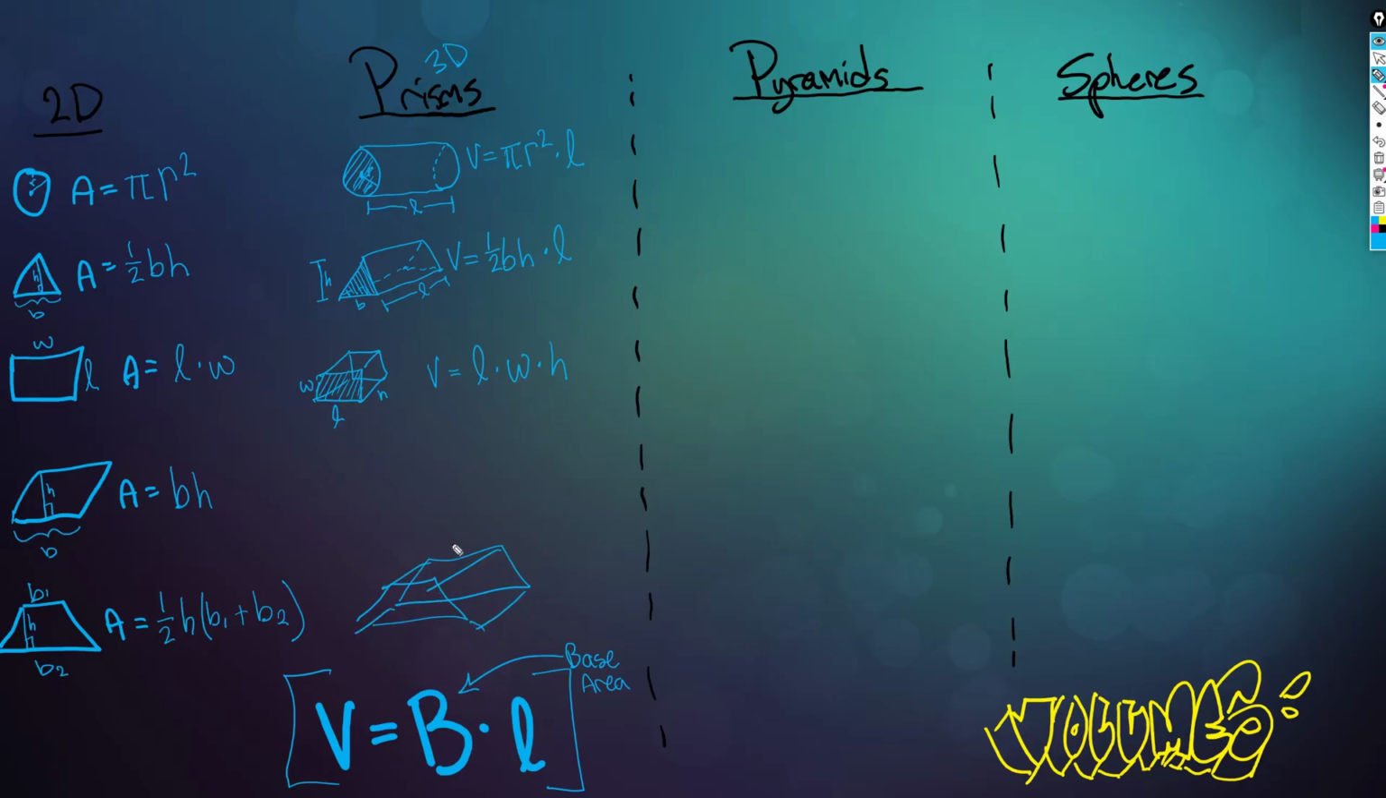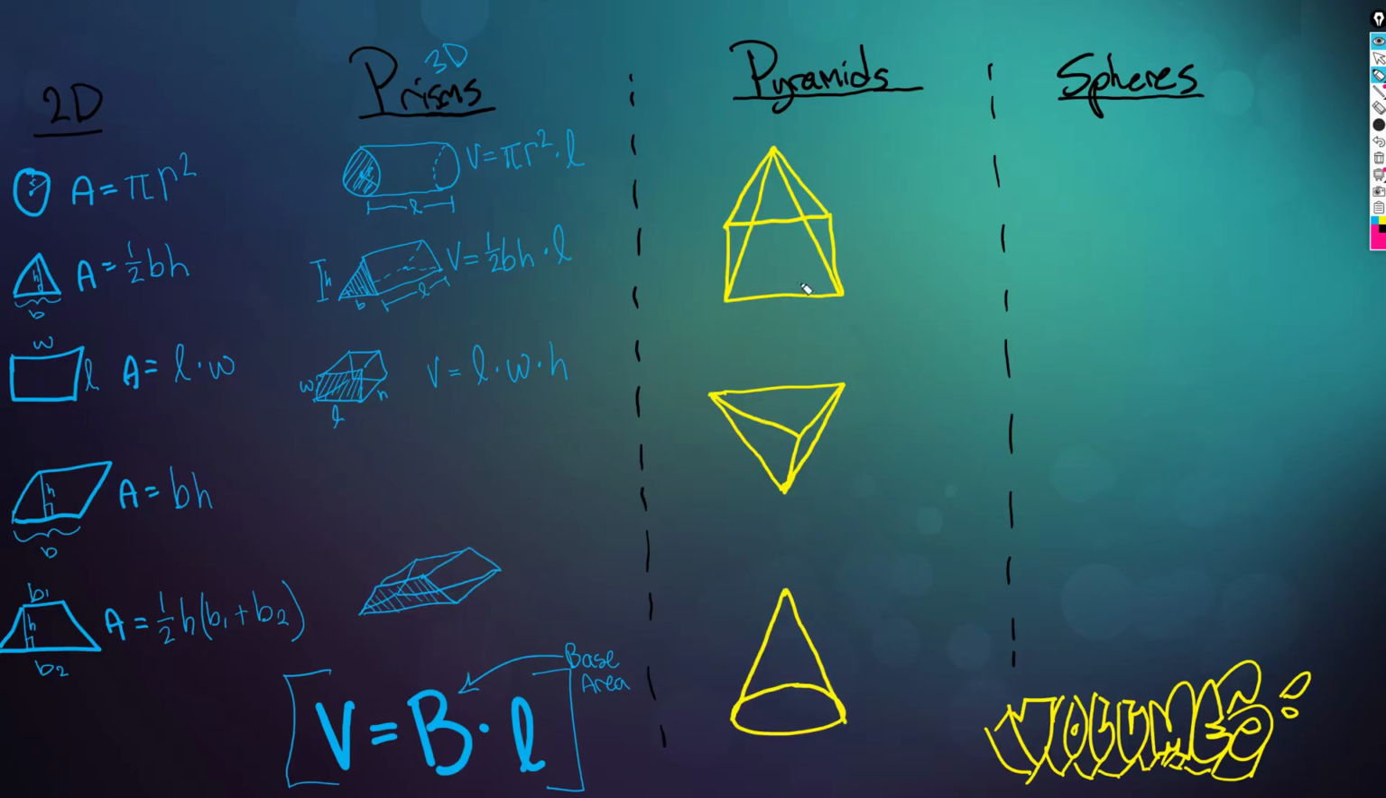That's a horrible trapezoid prism. Every pyramid has a base, so you need to identify what that base is. In this case, it looks like a rectangle. In this case, it is a triangle. And in this case, it is a circle.